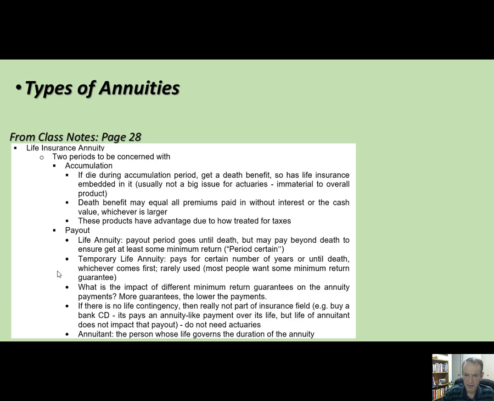Just a definition here at the bottom, the annuitant is the person whose life governs how long the annuity lasts. So it's possible the annuitant and the person receiving the cash could be different people. But you want to ask, when does the annuity stop payment? Well, whenever the annuitant dies, and so the annuitant is that key person that is life contingent.